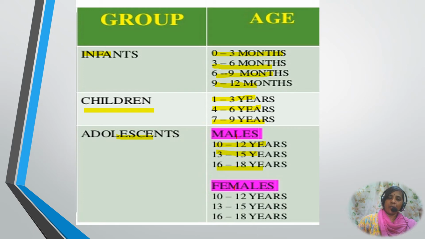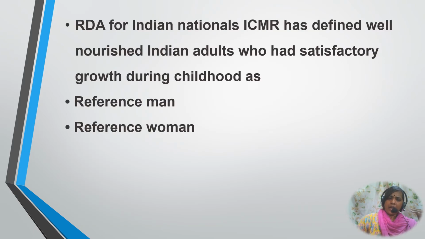So this is how it is divided in different age groups, and the requirement also varies. And when it comes to the adults, the RDA for Indian nationals, ICMR defined a well-nourished Indian adult. There must be some standard that has to be taken, right, for fixing a requirement. So here, ICMR has defined a well-nourished Indian adult who had satisfactory growth during childhood.